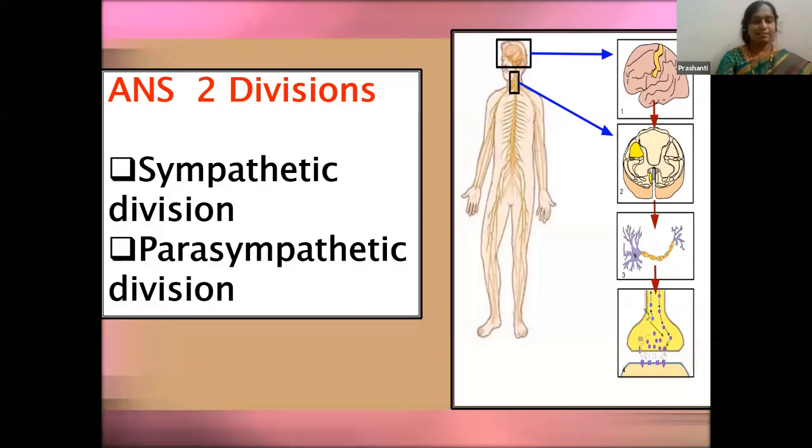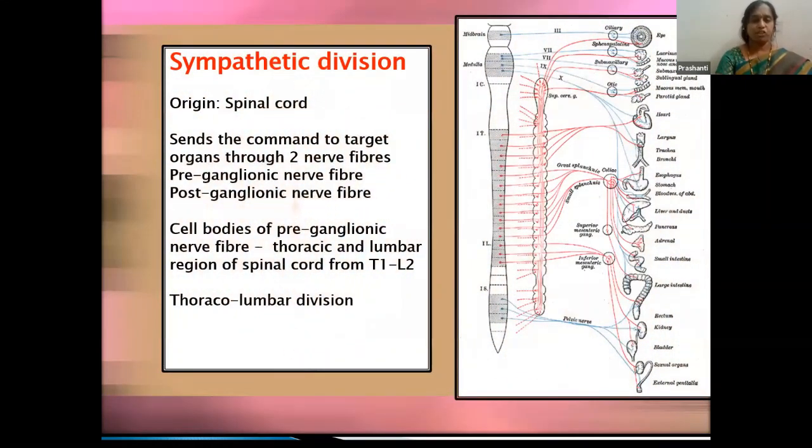Sympathetic means a stress response, that is fight or flight. Parasympathetic is called the relaxation response. So we'll see one after the other, children. First, the sympathetic division. These nerves are present on either side and originate from the spinal cord. They send the command that prepares the body for intense physical activity.